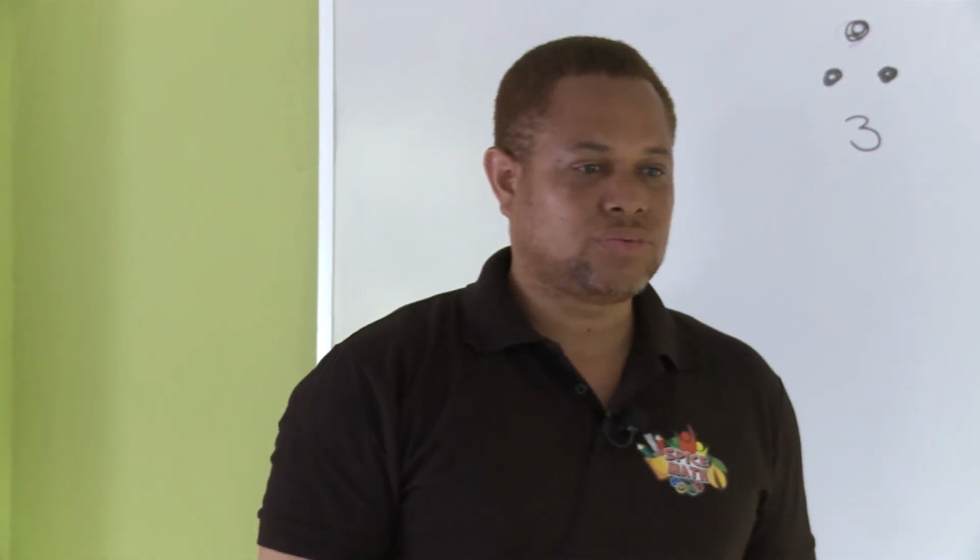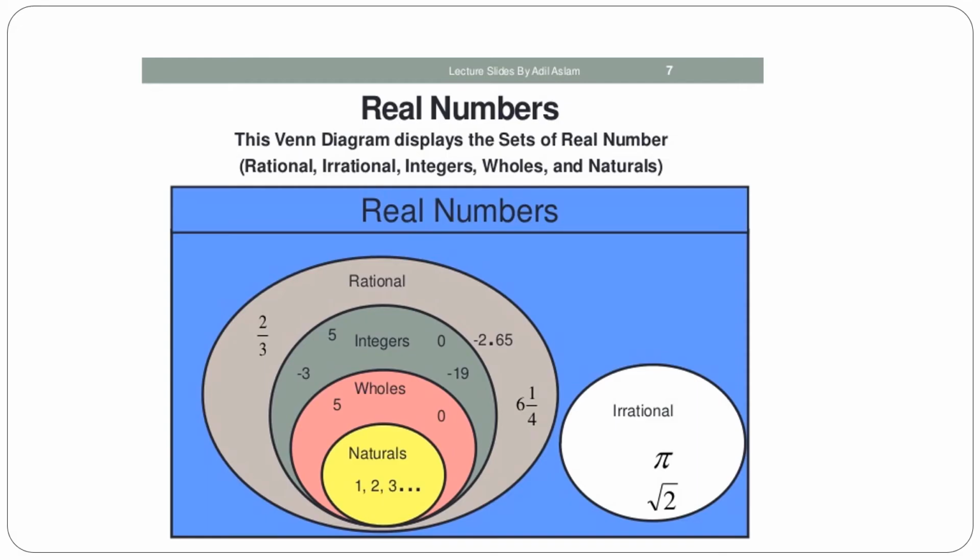We can also represent all real numbers in the form of a Venn diagram. As you can see, natural numbers 1, 2, and 3 are inside of whole numbers. All the natural numbers are whole numbers. You can then go on to integers, which now forms that bigger circle, and all natural numbers and whole numbers are integers.